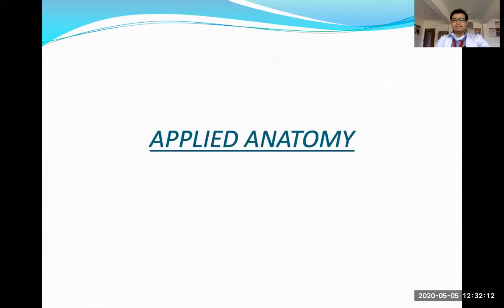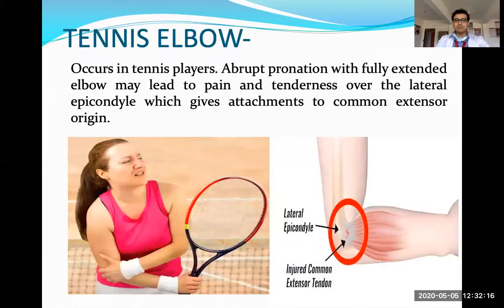Now come to the applied anatomy. So first, tennis elbow. Tennis elbow is very common in tennis players, that's why it is named tennis elbow. Abrupt pronation with fully extended elbow may lead to pain and tenderness over the lateral epicondyle, which gives attachment to the common extensor origin.